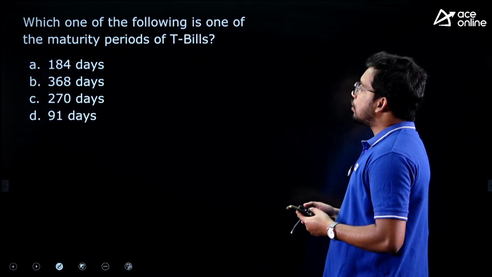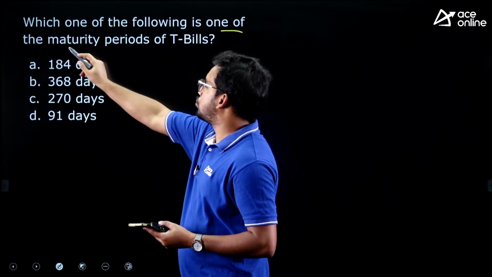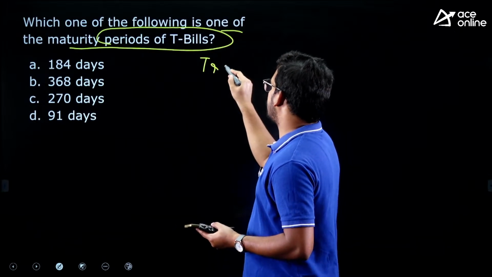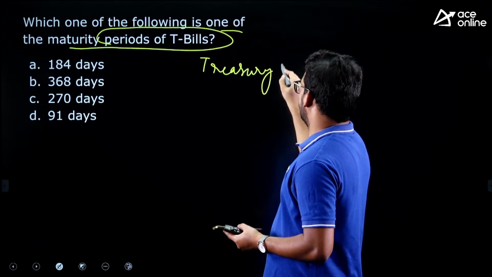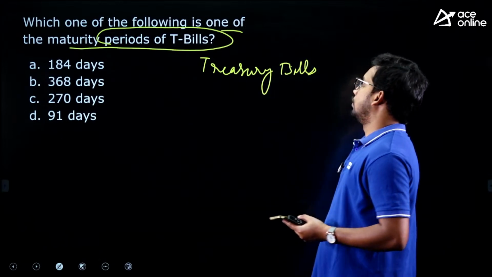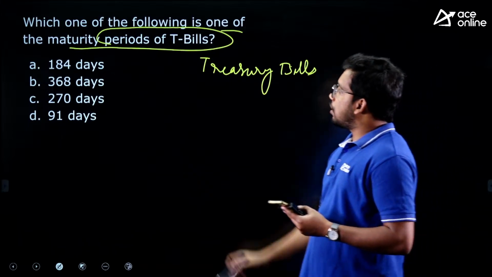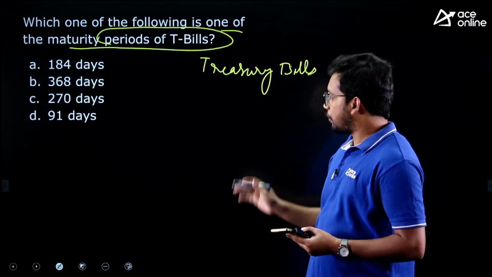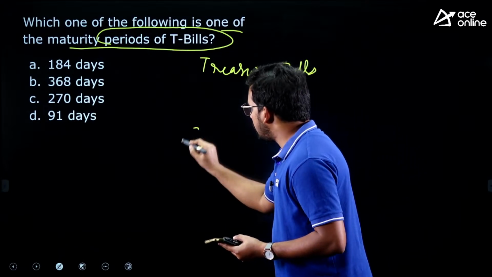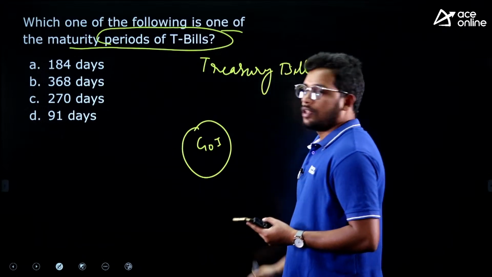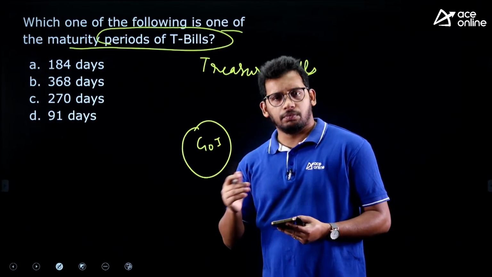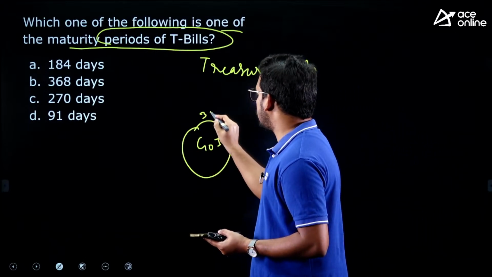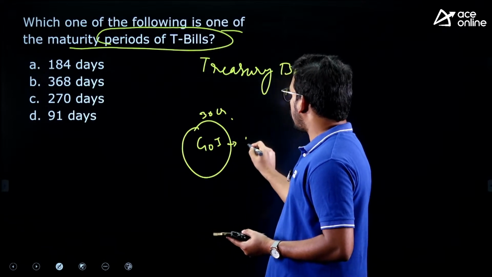Next question. Which of the following is one of the maturity periods of Treasury bills? T-bills are also called Treasury bills. So which one of the following is one of the maturity periods? There is a fixed maturity period. Let me explain T-bills. For example, the Government of India wants some 40 crores this year to give subsidy or to give services for the poor, all these things. But the budget they have is only 30 crore and they want 40 crore.